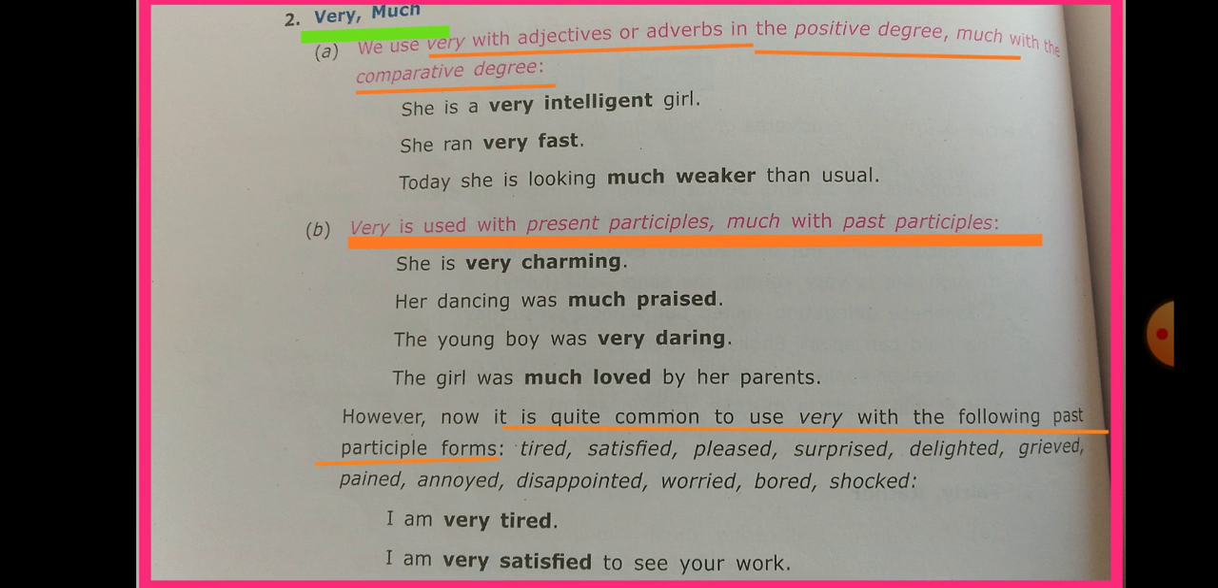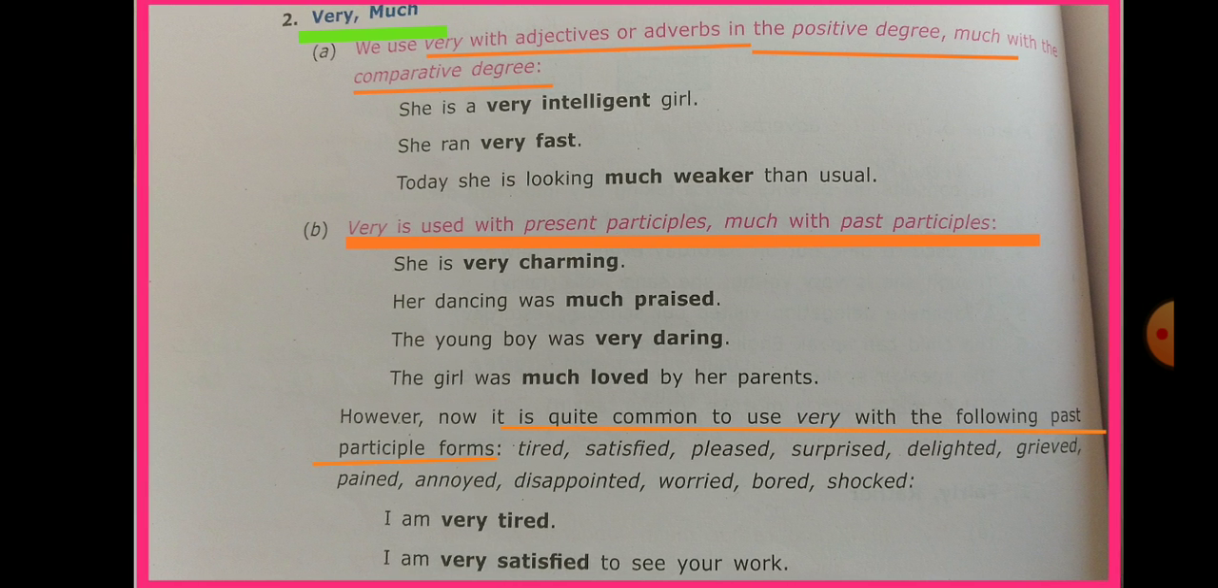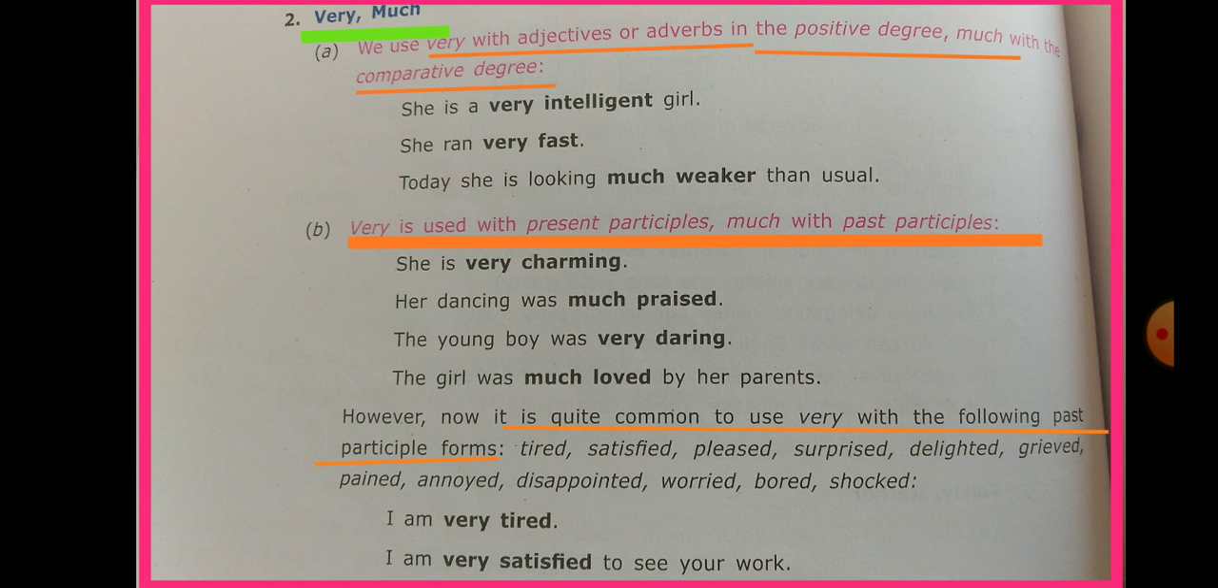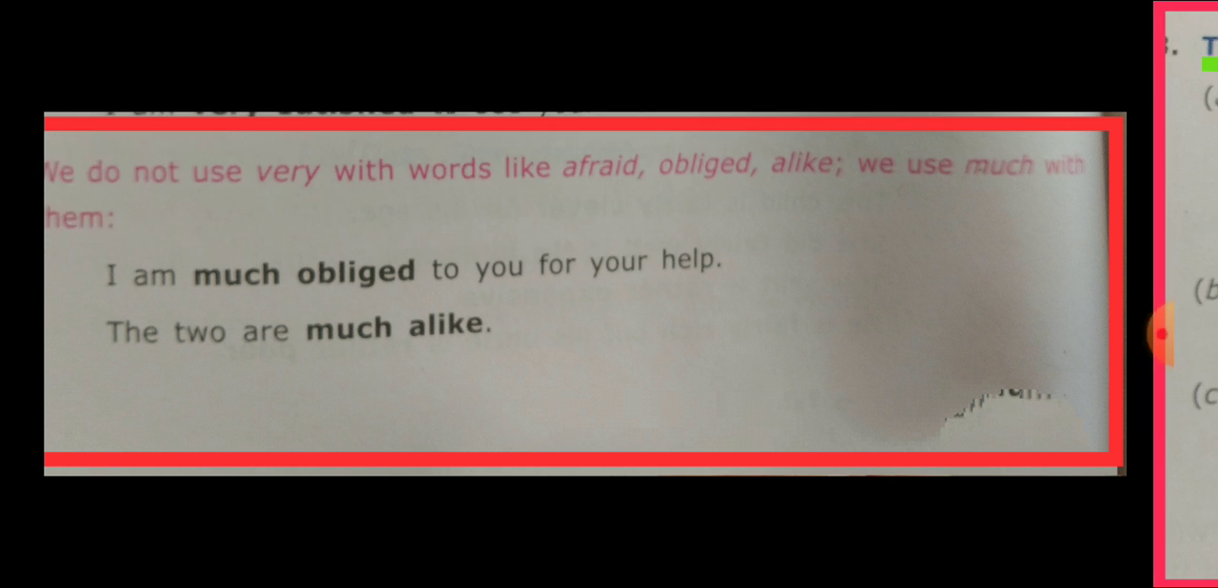Very is used with a present participle, much is used with a past participle. Past participle means the third form of the verb. Present participle means verb first form plus ing. Like, she is very charming. Here charming is used as a present participle. With a present participle we will use very. With a past participle like praised, third form of the verb, we will use much. This is the rule regarding very and much. Now we do not use very with words like afraid, obliged, alike. We use much with them because very is used for a positive way. Much alike, much obliged, much is used with such words.